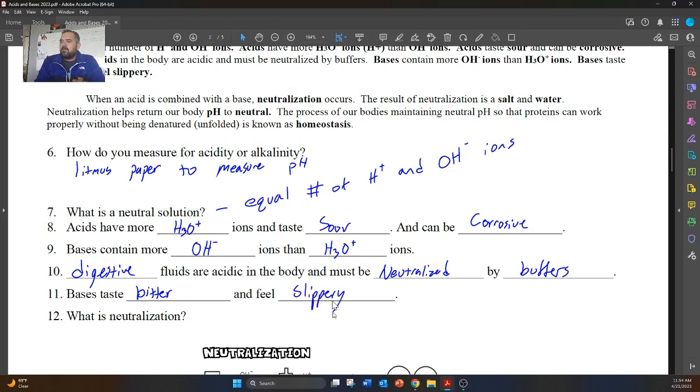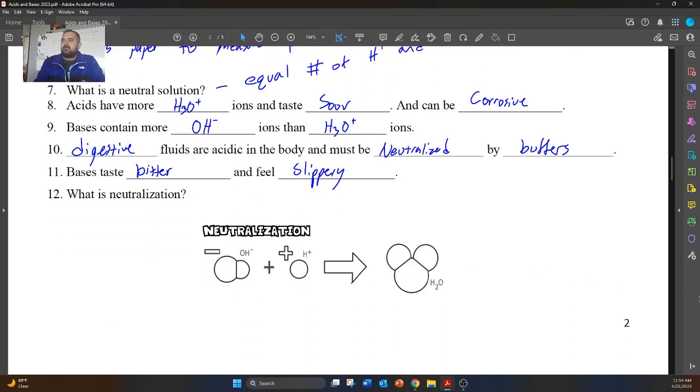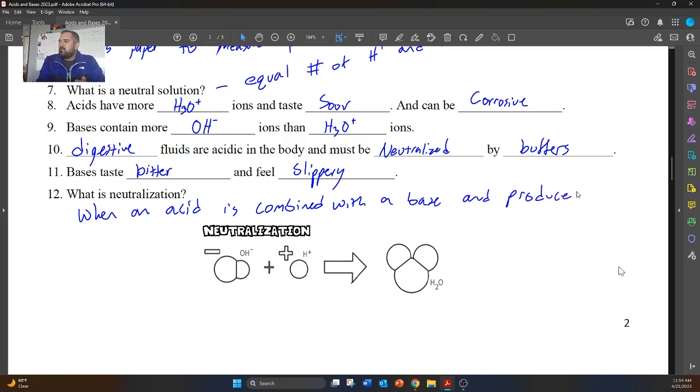All right, thank you. And then what is neutralization? When an acid is combined with a base and the result is salt plus water. When an acid is combined with a base and produces salt plus water.